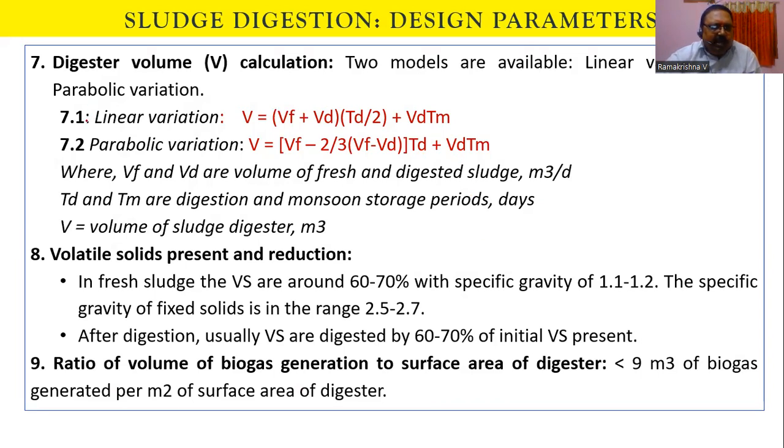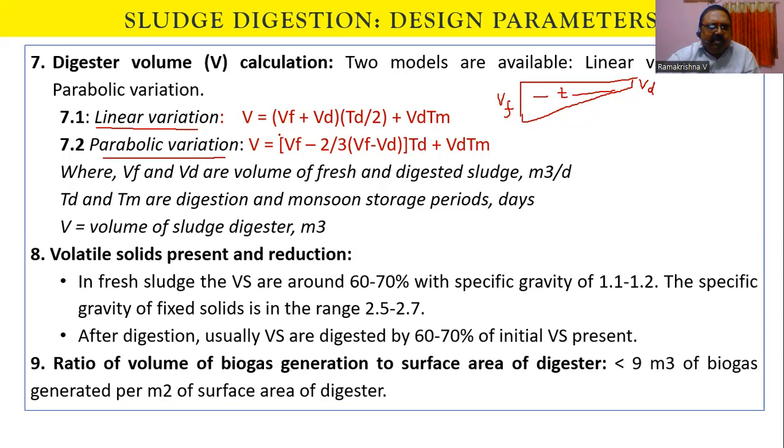There are two methods, linear variation and parabolic variation. That means whatever sludge is coming into the tank or digester is reduced or digested in a linear model. Say this is the fresh sludge coming into the tank, and this is your digestion period, say T. During this period, there is a reduction of the volume from VF to VD, digested. This is a linear form across the digestion period, so this is called linear variation.